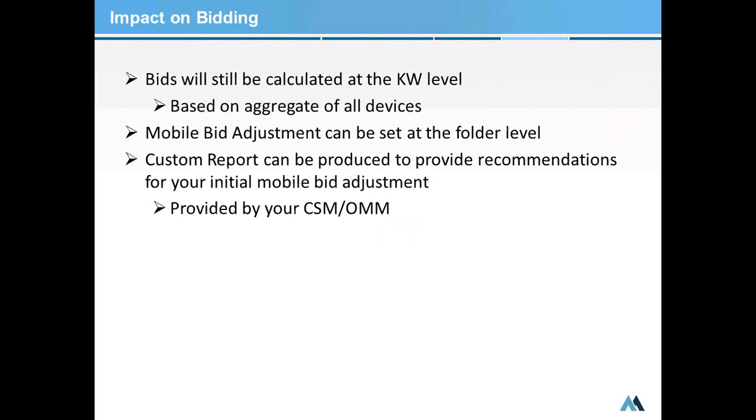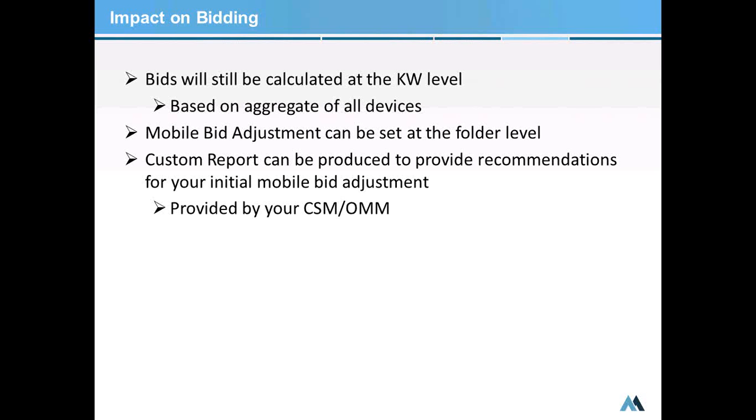So what's the impact on bidding? Once you migrate your campaigns to Enhanced, bids are still calculated at the keyword level. So if you think about it, each keyword still only has one bid, and the mobile bid adjustment is only available at the campaign level and now rolling out to the group level. So each keyword still only has one bid. We will take into account the desktop versus mobile performance when we're calculating the mobile boost. But ultimately, the bids for a keyword would be based on aggregate of all devices.